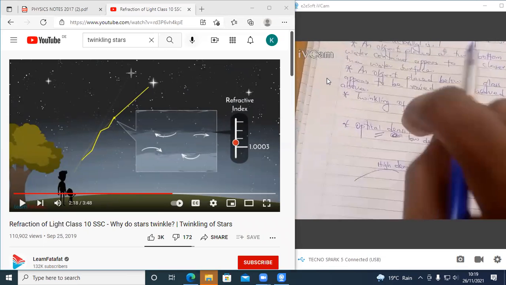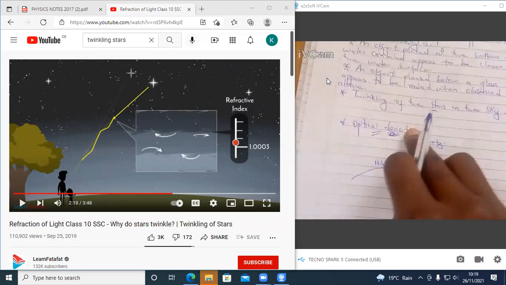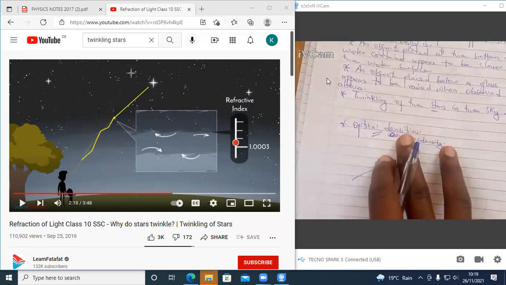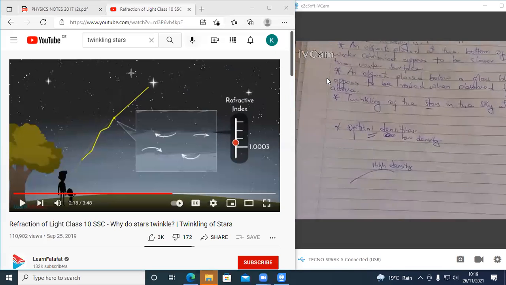And the star is acting as a source of light, because remember we looked at sources of light, and a star is one of them. It's one of the natural sources of light. Are we together, members? Yes. So you have to take note of that.